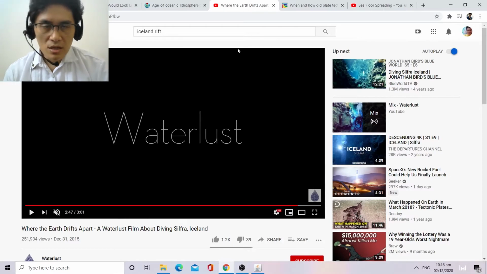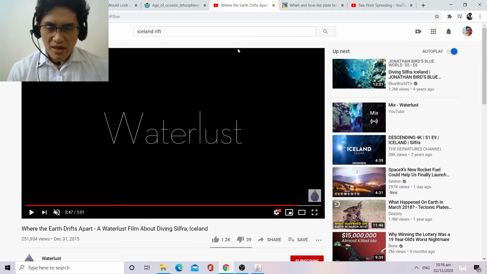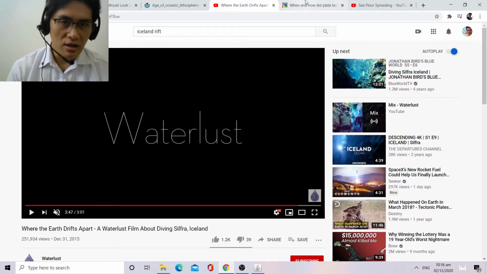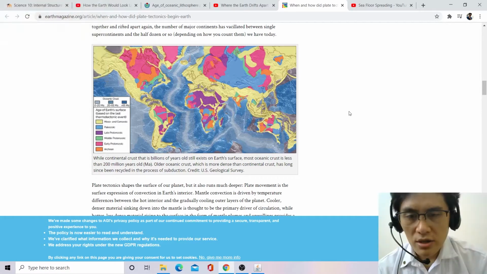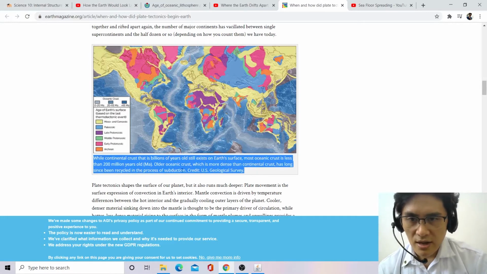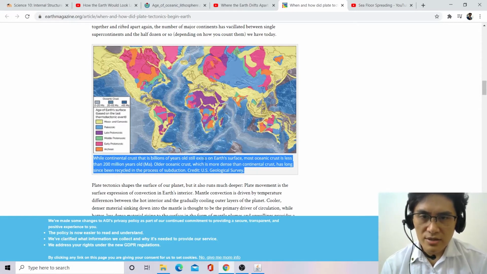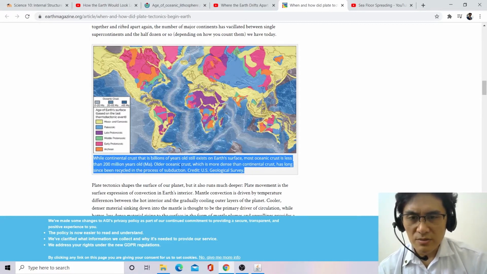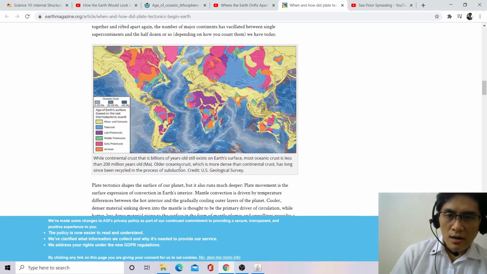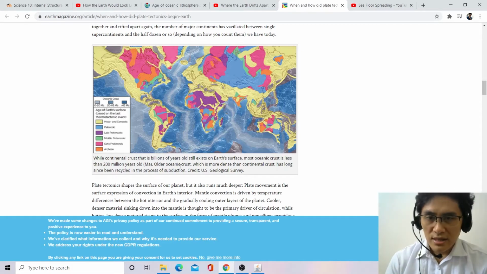Okay. Now, how about a fourth evidence? The fourth evidence is about the ages of ocean floors and continents in general. So here, I'm showing you this. Focus on this infographic here. It says here that while continental crust that is billions of years old still exists on the Earth's surface, most oceanic crust is less than 200 million years old. So what does this mean? This means that usually oceanic crust is younger than continental crust.